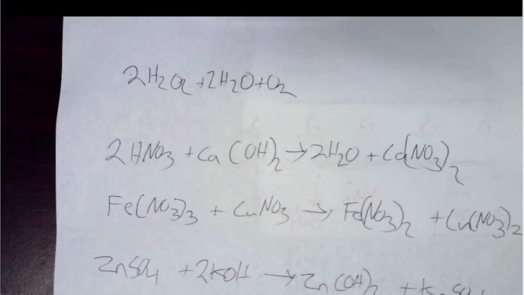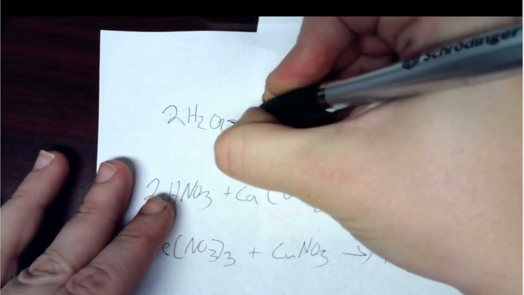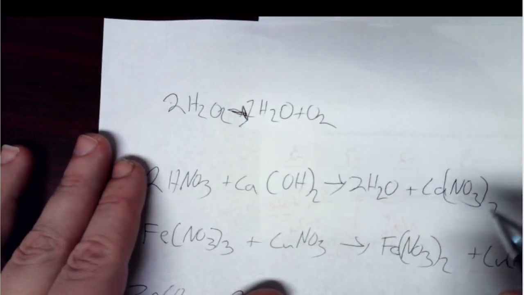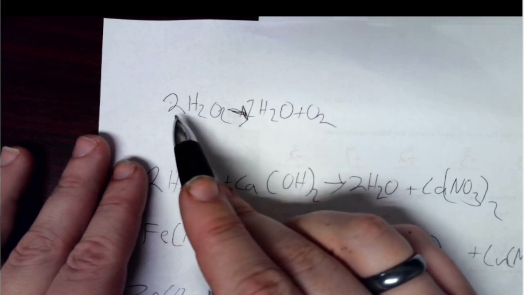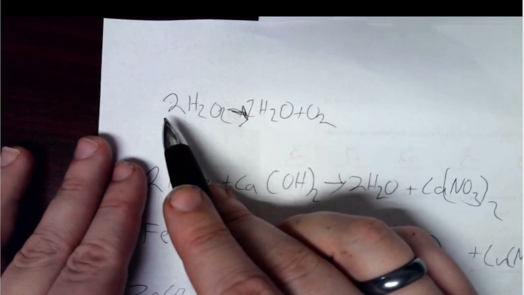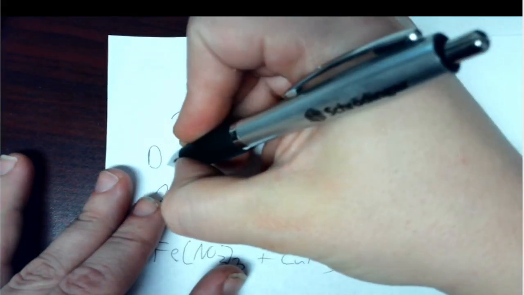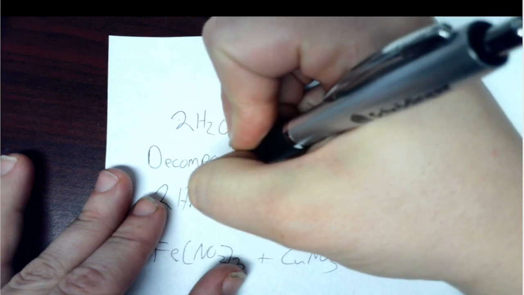First step is just labeling the reaction as a simple thing: combination, decomposition, single replacement, double replacement. Combination is two or more compounds or elements becoming one. Decomposition is just the reverse. So hydrogen peroxide breaks apart into two or more things. Decomposition.